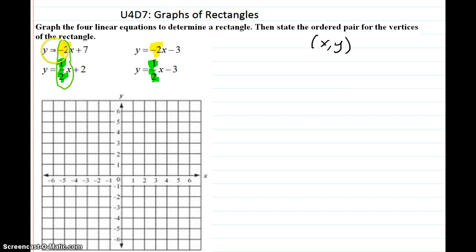So we're going to graph this first one. Y equals negative 2x plus 7. That's way up here at the top. Then we go down 2 over 1, down 2 over 1, all the way, border to border, because we don't know what this is going to look like yet.